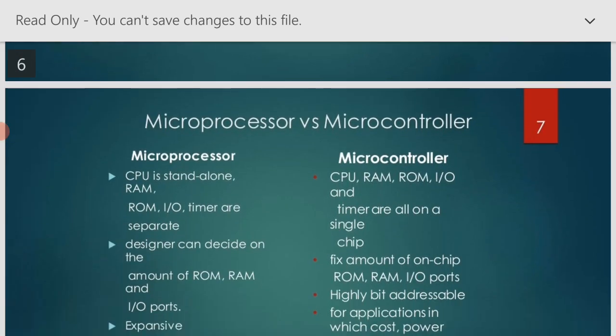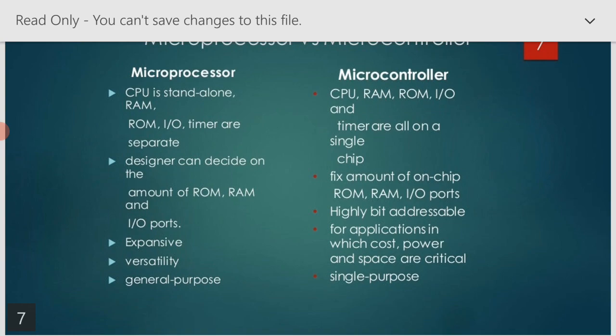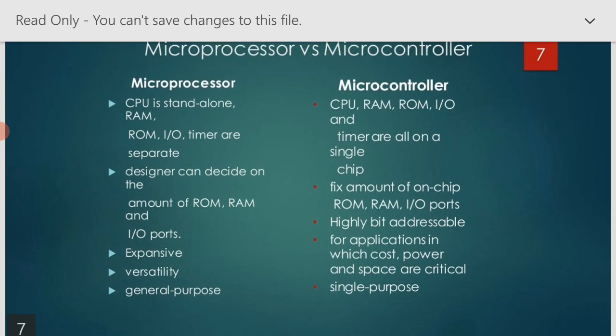Microprocessor versus microcontroller. In a microprocessor, the CPU is standalone, with separate RAM. In a microcontroller, CPU, RAM, ROM, IO and timers are all on a single chip. In a microprocessor, the designer can decide on the amount of ROM, RAM and IO ports. In a microcontroller, there is a fixed amount of on-chip ROM, RAM and IO ports. Highly bit addressable. A microprocessor is expensive, while a microcontroller suits applications where cost, power and space are critical.